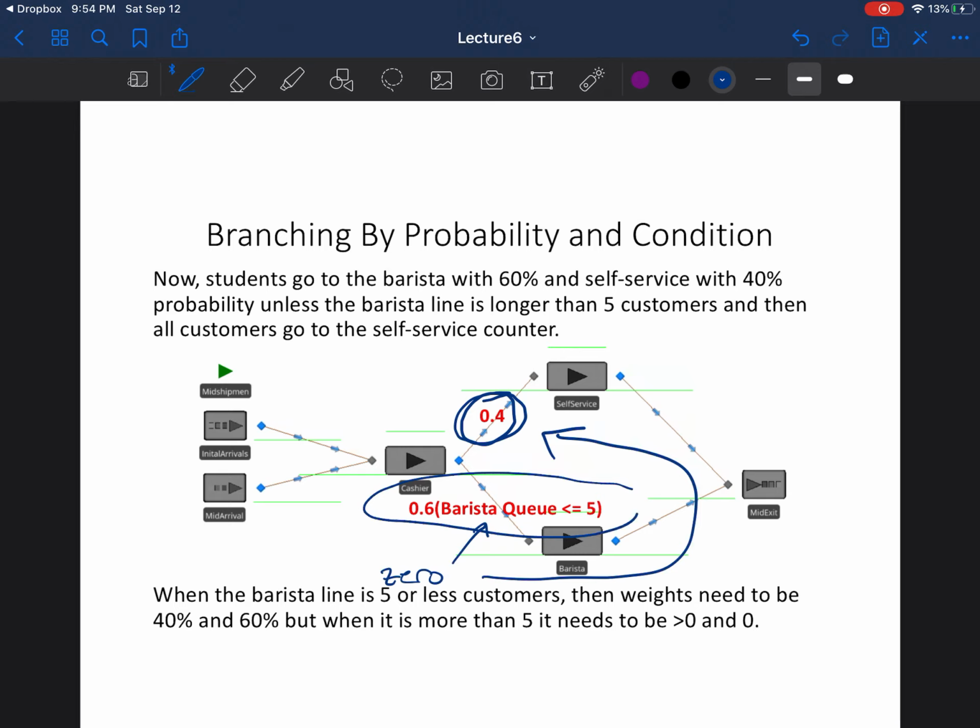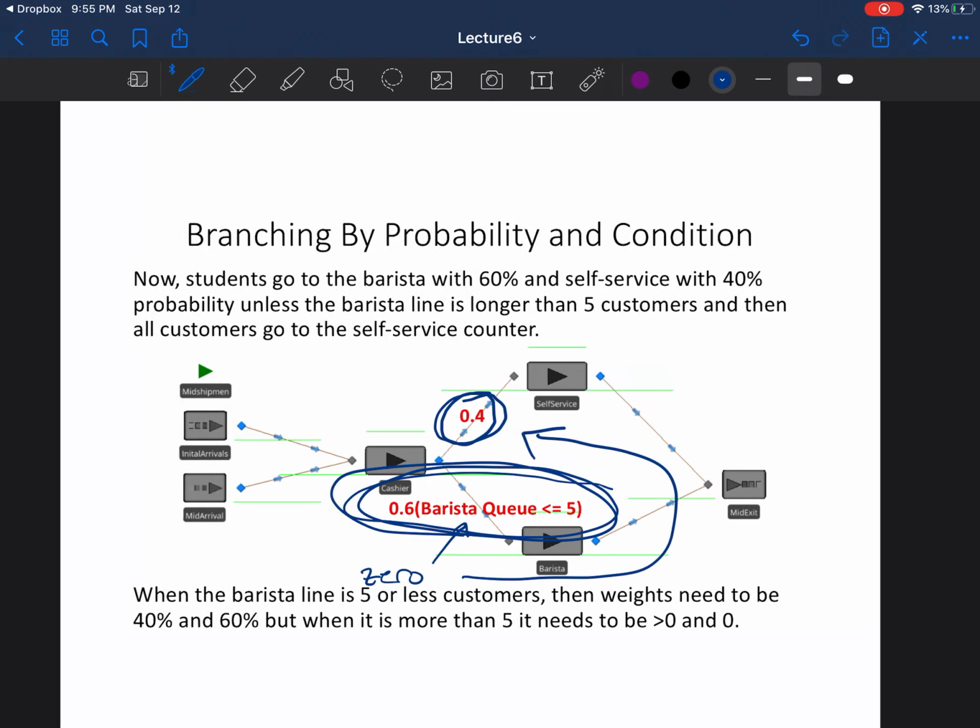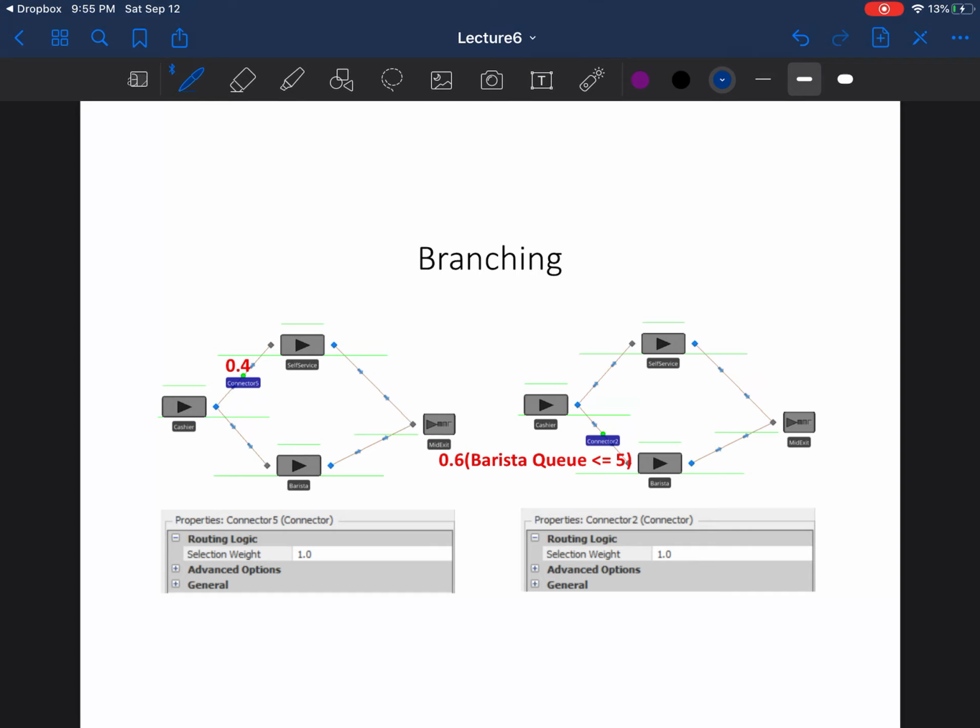Now, we'll multiply this 0.6 by the barista queue less than or equal to 5. And by doing that, if the barista queue is less than or equal to 5, then suddenly this gets a weight of 0.6. If it's greater than 5, it'll get a weight of 0. And that all comes to what we need.